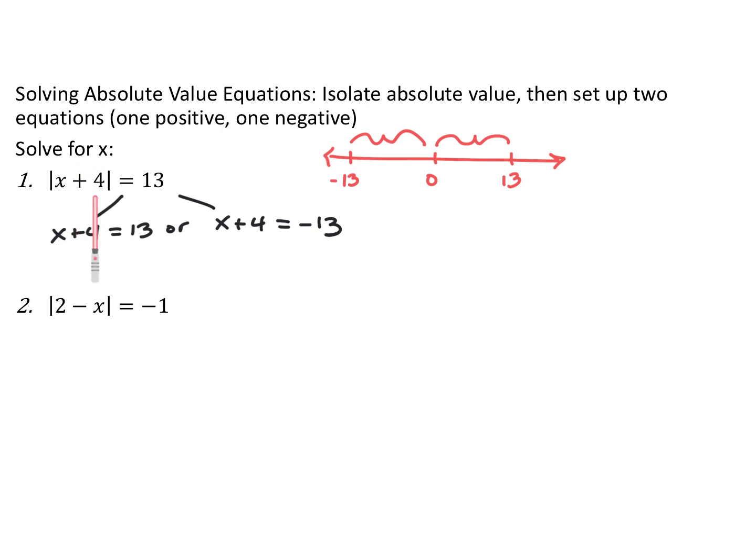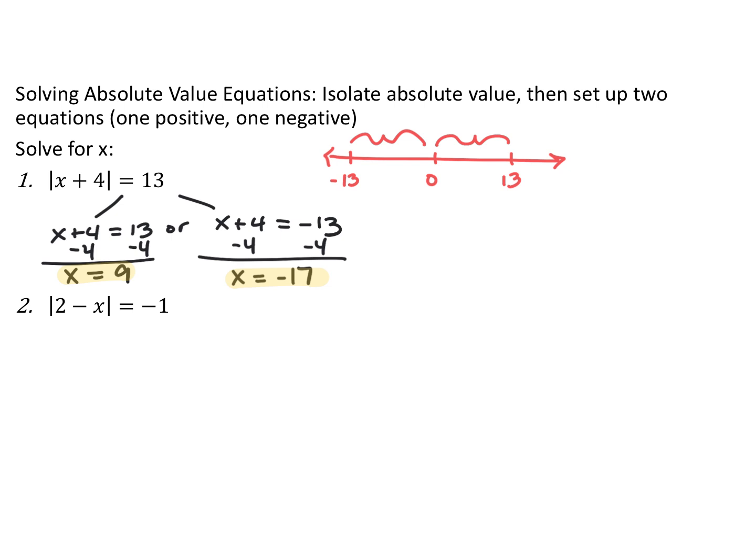Because if you think about what can I take the absolute value of and get 13, well, whatever is inside this absolute value, it could be equal to 13. Take the absolute value of it, I get 13. Or if I take the absolute value of negative 13, I also get positive 13. So this thing that's inside the absolute value, it could also be equal to negative 13. And then I just solve each of these equations like normal. So I subtracted 4 from both sides of both equations. The first one I ended up with x equals 9, and the second one I ended up with x equals negative 17. So now we have another one, the absolute value of 2 minus x equals negative 1.